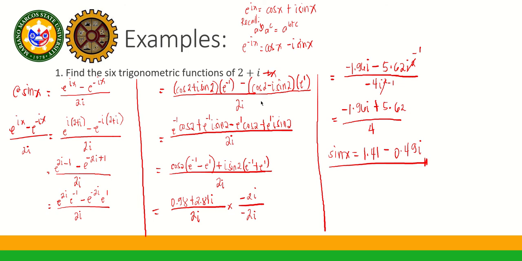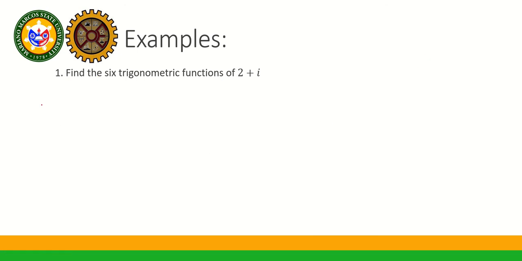Now, let's try to find tangent x. Okay, so we have tangent x. So what is tangent x? That is sine x over cosine x. So what we will do is just divide the values we got, in complex number form.